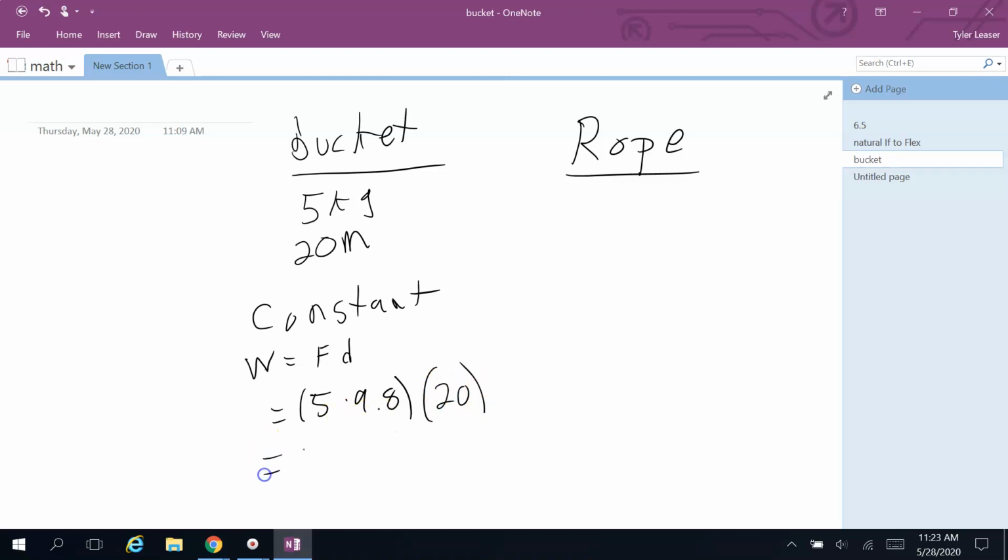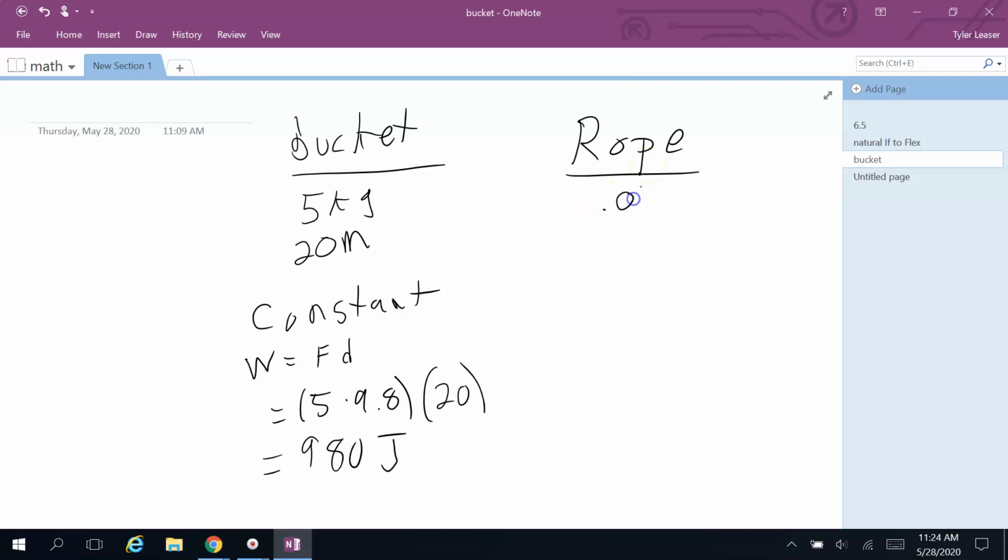So we just multiply these numbers together in a calculator, and we get 980. Because we're in the metric system here, this is 980 joules, but that's just to move the bucket to the top of the roof. That's not taking into account the rope yet. So the rope we're going to have to do separately.